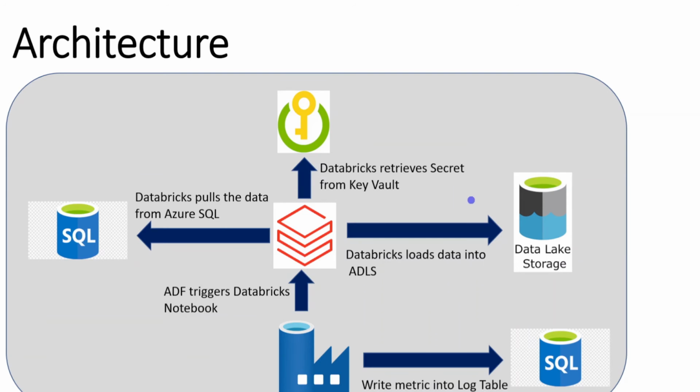Now let me explain the architecture for our demo project. The process will start from Azure Data Factory. Azure Data Factory will trigger this Databricks notebook. The Databricks notebook will accept a few input and output parameters. Input parameters like which table we have to pull from the SQL database and which location we have to write the target data into Azure Data Lake Storage. For that, Azure Data Factory will have some set variable activities that will set the input table name and also the output location that will be passed to the Databricks notebook while triggering from ADF.